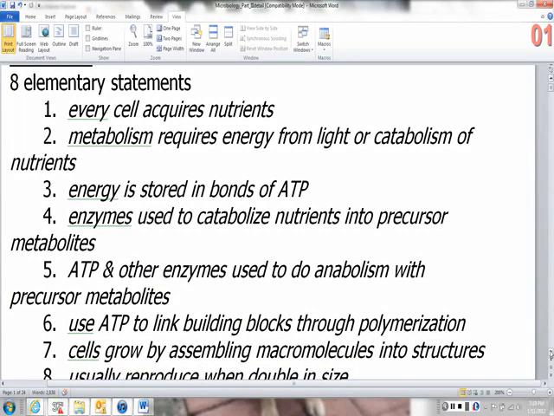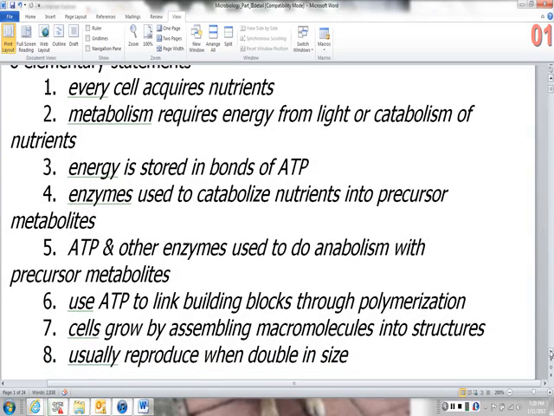Enzymes are used to control reactions, and the nutrients are broken down into precursor metabolites, or the building blocks. ATP is used along with enzymes to control the reactions to build the products out of the precursor metabolites. ATP is used to link the building blocks through polymerization reactions, and cells grow by assembling these macromolecules into structures. Finally, the cells reproduce when they are about double in size.